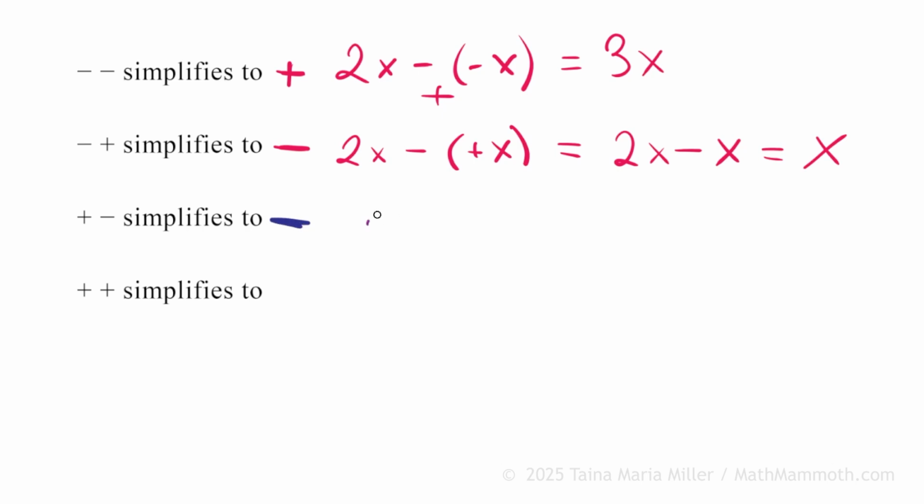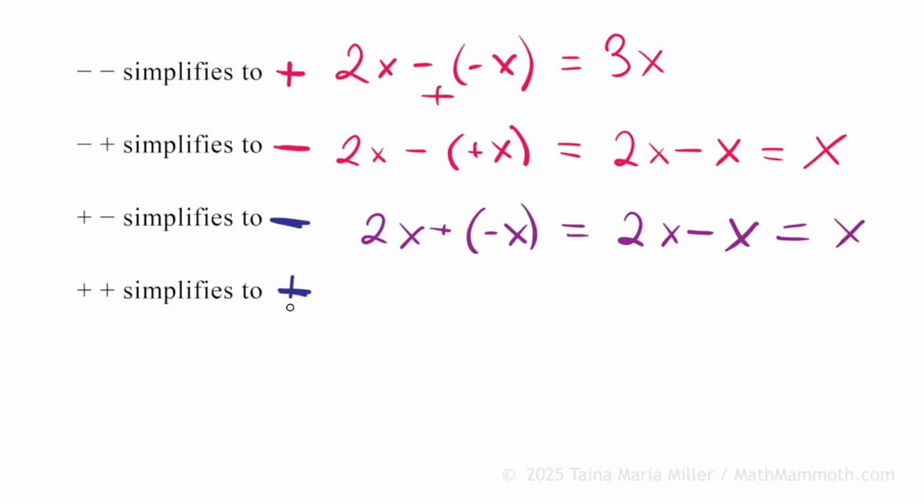For example, 2x plus minus x. It's the same as writing 2x minus x. And that would simplify to an x. Then lastly, plus plus. You don't often see this, but it would simplify to a single plus. 2x plus plus x is the same as 2x plus x, which is 3x.